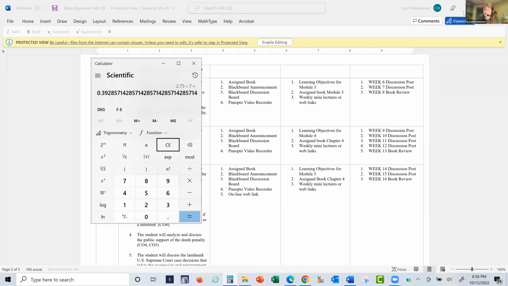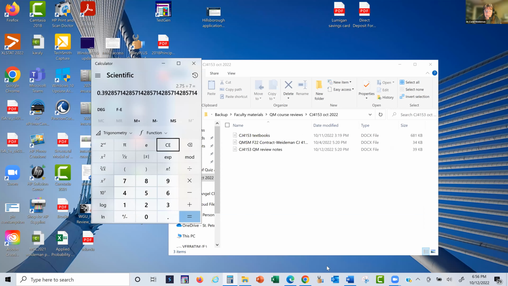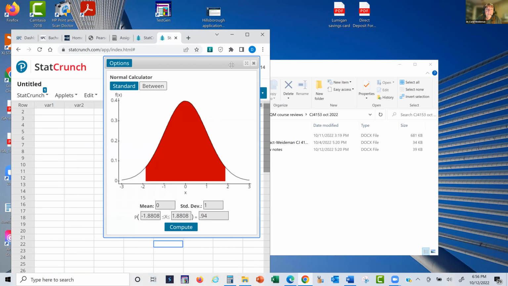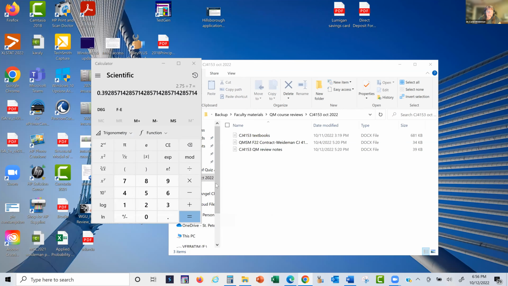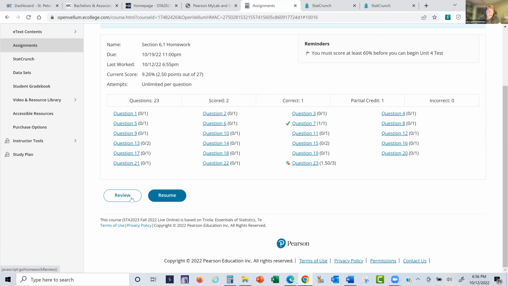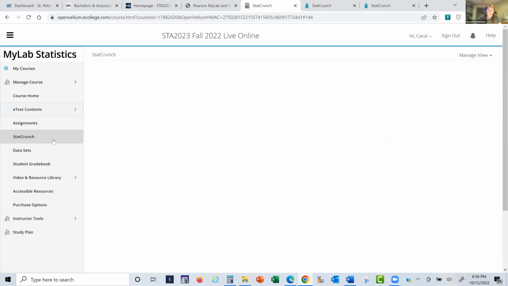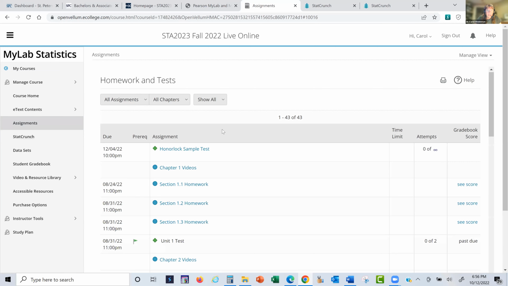Okay, so let's take a look at, got to get back to your problems. 6.2, because 6.2 is going to be pretty much the same thing, except you have a non-standard normal distribution. So, get to 6.2.